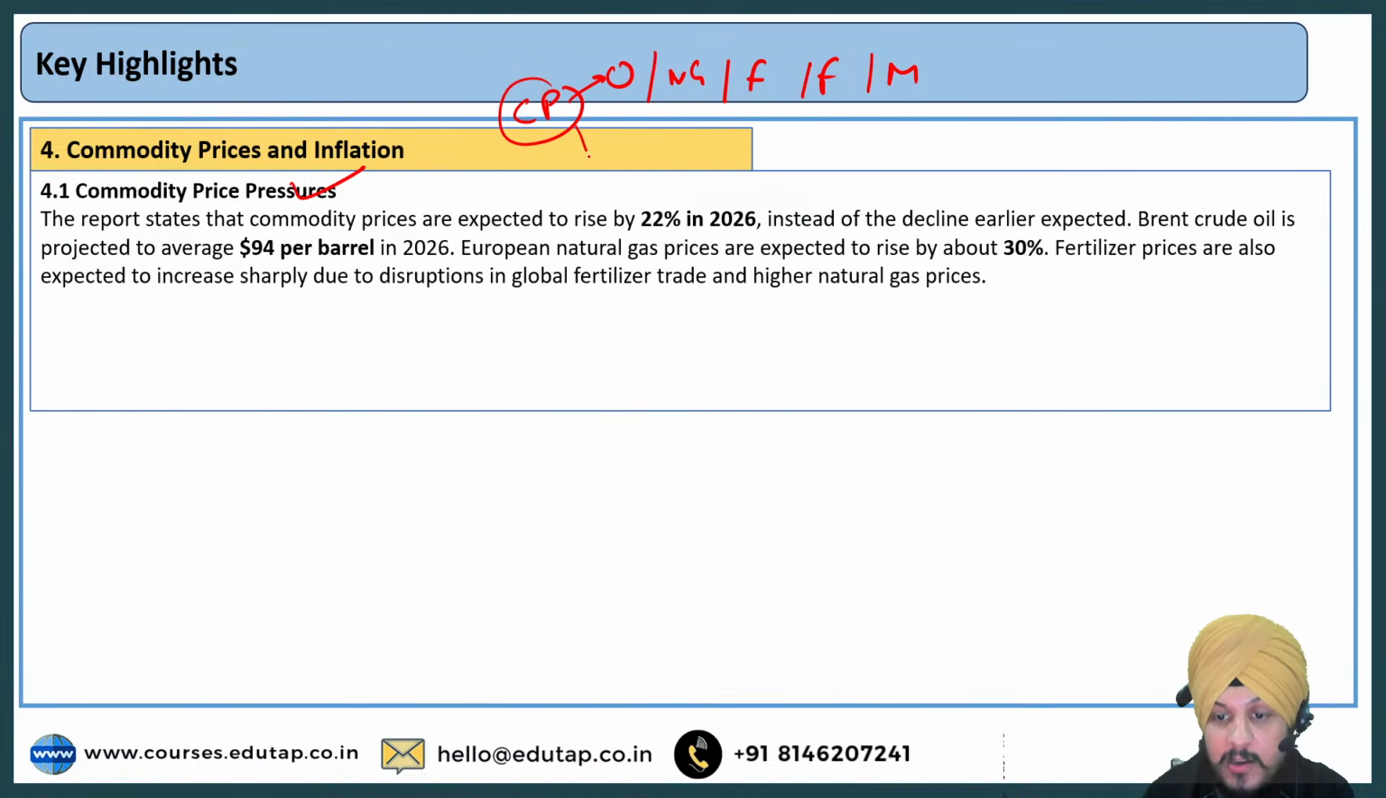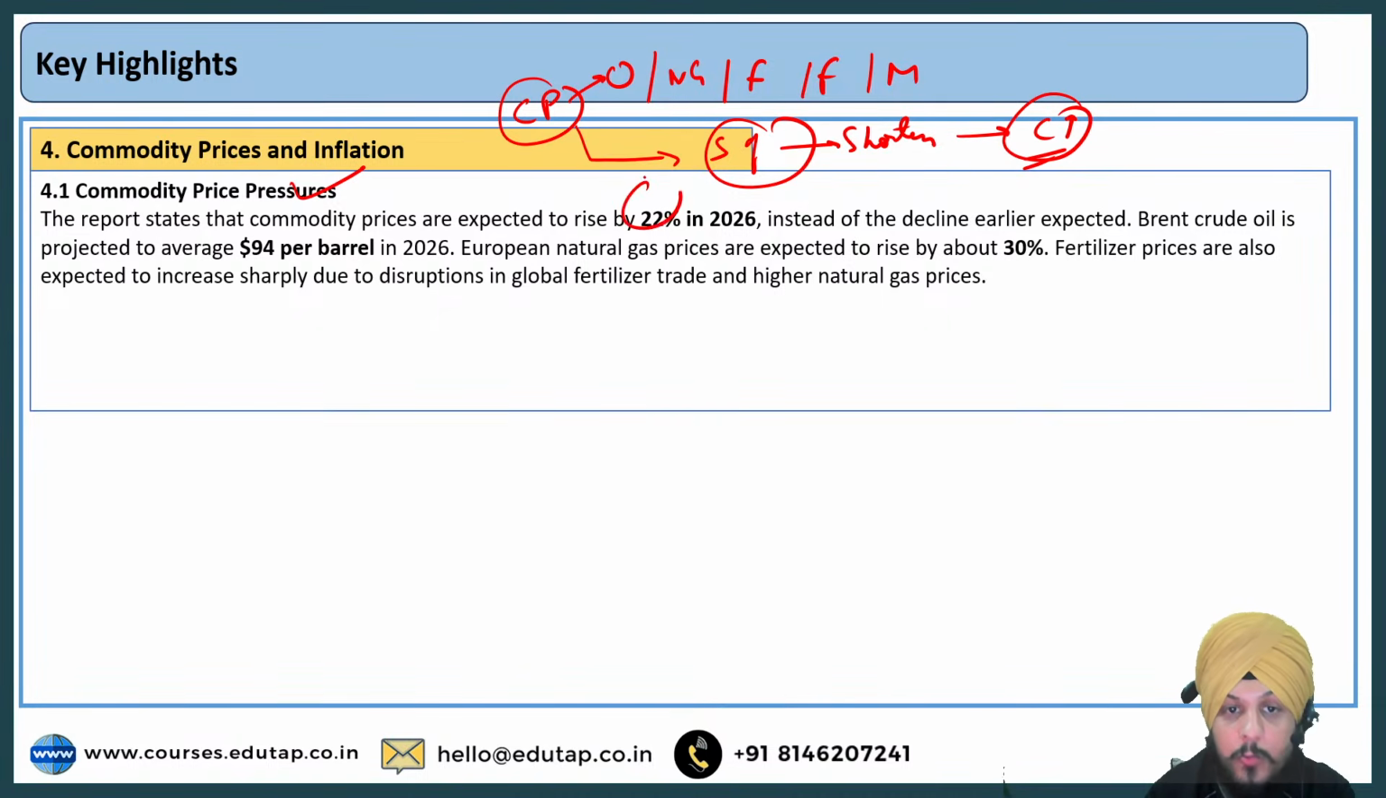So because of the Middle East conflict, what is going to happen? The supply of energy is going to get shortened, right? And because of that, the commodity prices are going to be disrupted. They are going to increase. And what is the increase? As highlighted in the report, it is 22%. The report says that commodity prices are expected to rise by 22% in 2026 instead of the decline earlier expected. So earlier we were expecting a decline, but because of this conflict and the disruption, the prices are expected to increase, and that too by 22%.